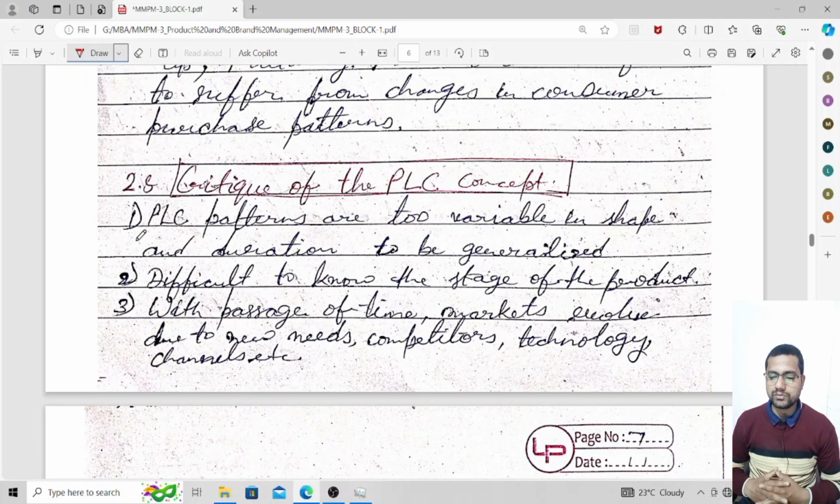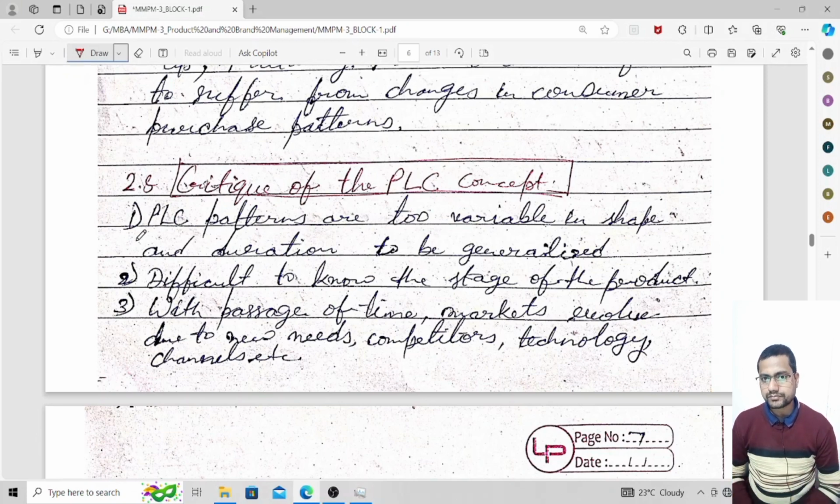So why do markets evolve? Due to new needs. Customers may need something different than what they actually needed earlier. The second one is competitors. Competitors may enter into the market. So that's why there is requirement for the change of the product. And then technology, then channel. Technology may also change, or technology may also affect the way or the type of products customers demand.